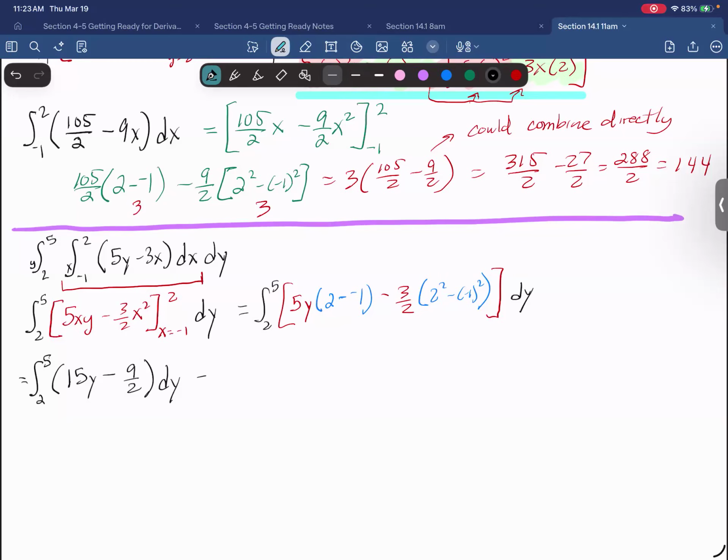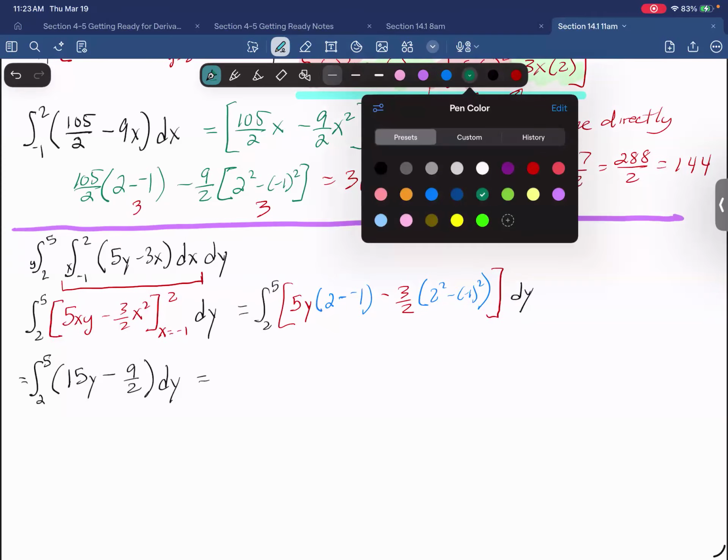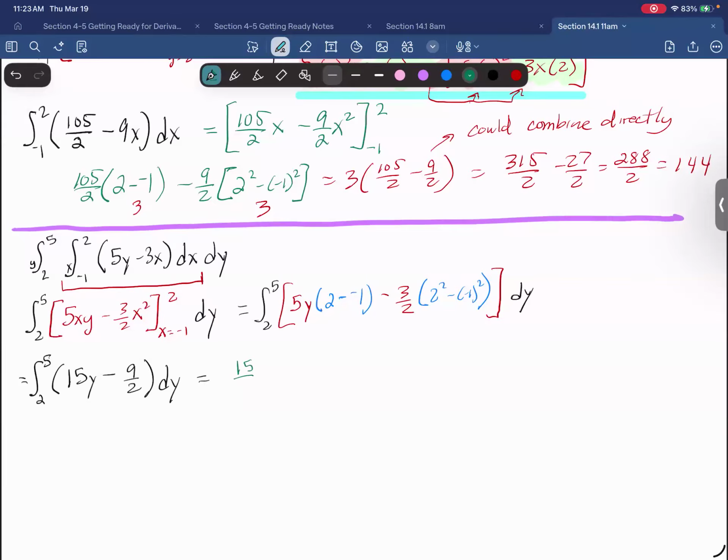All right, finish integrating. I have 15 over 2 y squared minus 9 halves y from 2 to 5. You know what? I'm going to make the math a little bit easier on myself and factor out a 3 halves first. I think the math will get easier if I do this.